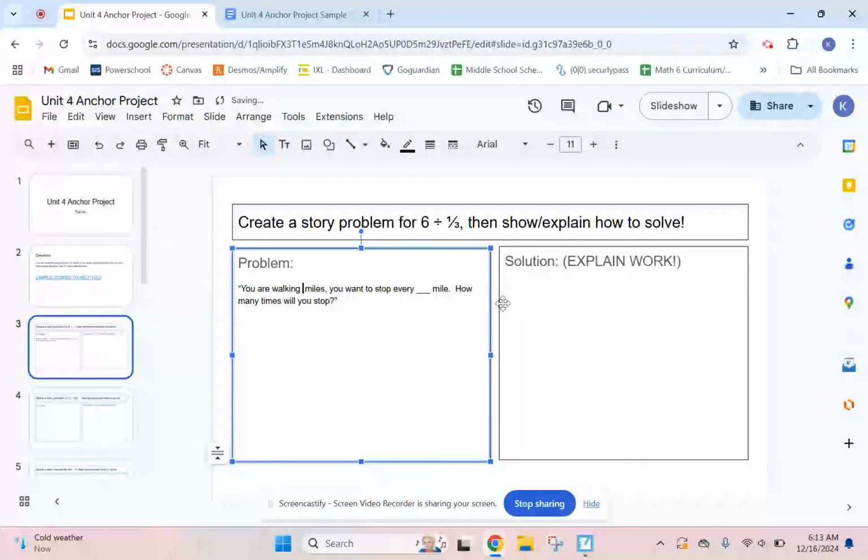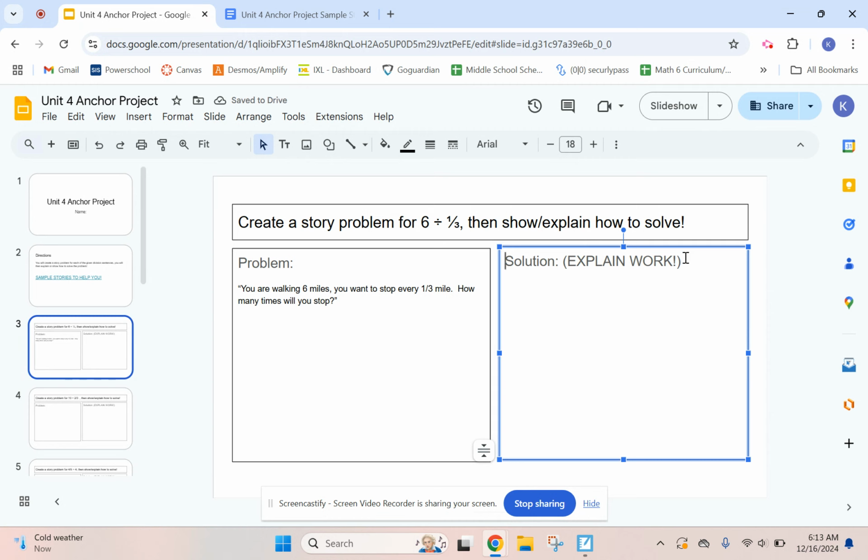So you are walking 6 miles. We're going to replace the numbers. You want to stop every third of a mile. How many times will you stop? So as you see here, we are splitting up the walk into groups of 1/3. So our total goes first, which is 6, and then our group size is 1/3. So we are doing 6 divided by 1/3.